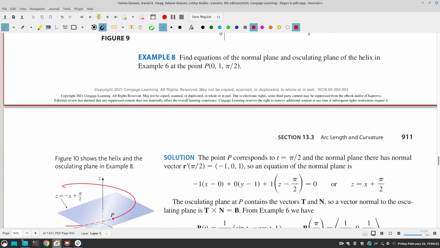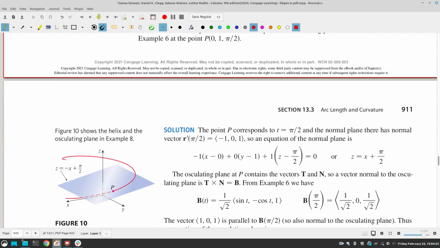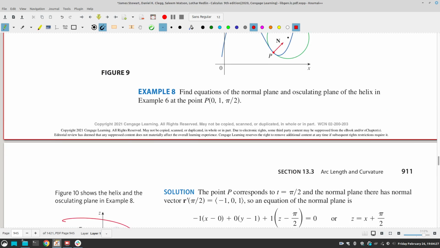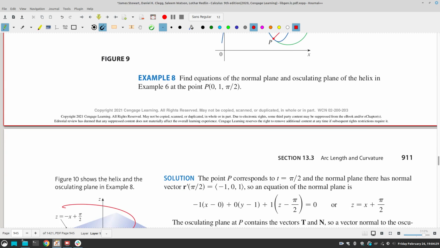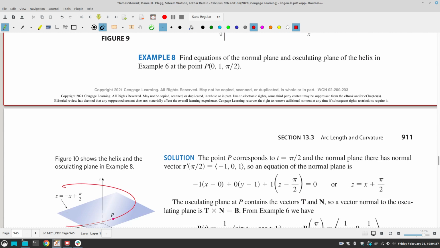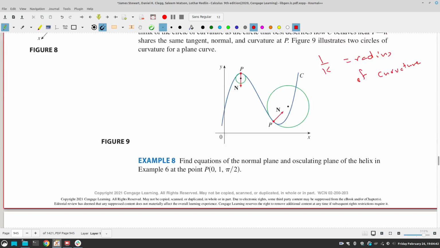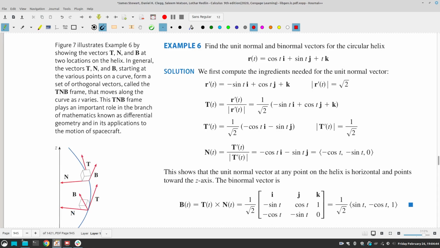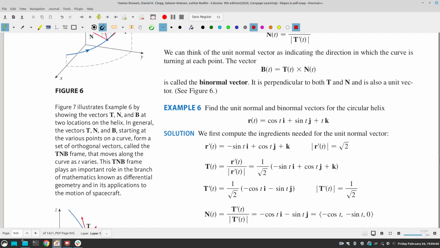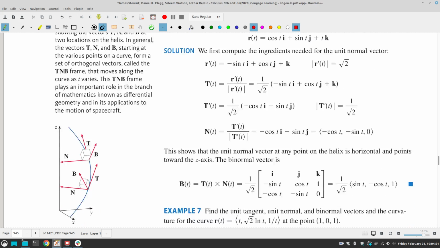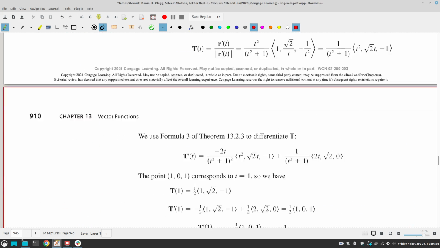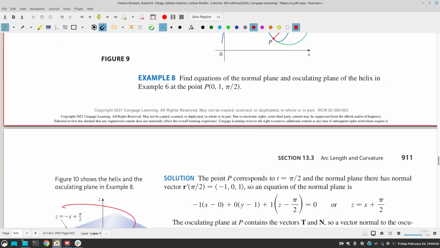For example, example 8 asks you to find the equations of the normal plane and the osculating plane of the helix of example 6 at the point P 0, 1, pi over 2. So we have a helix of example 6, meaning this helix r of t equals cosine t i plus sine t j plus t k. We want to find the osculating plane and the normal plane.